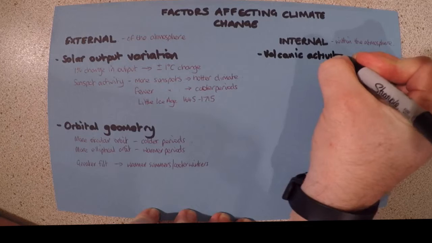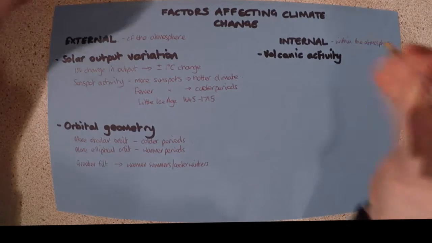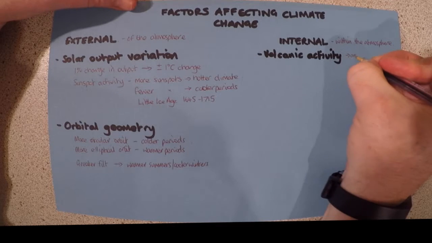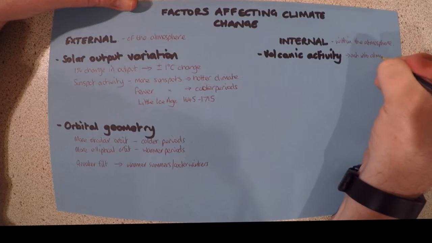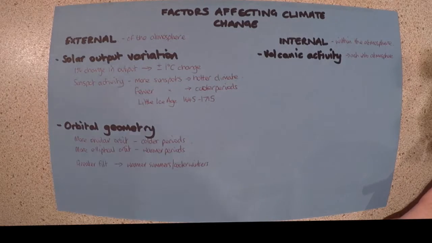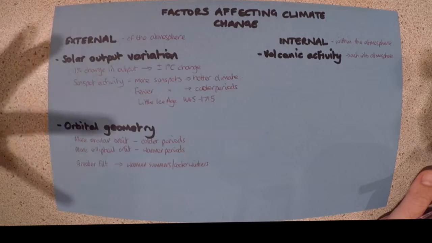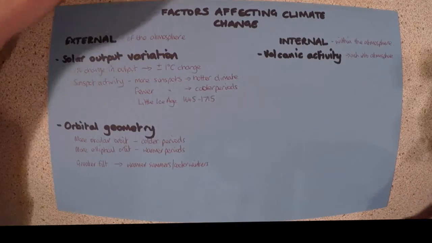First of all, volcanic activity. When a volcano erupts, it produces ash, which goes obviously up into the atmosphere. There is a global circulation of air, and that will circulate the ash globally. It doesn't just stay in the area at which it came out of the Earth.